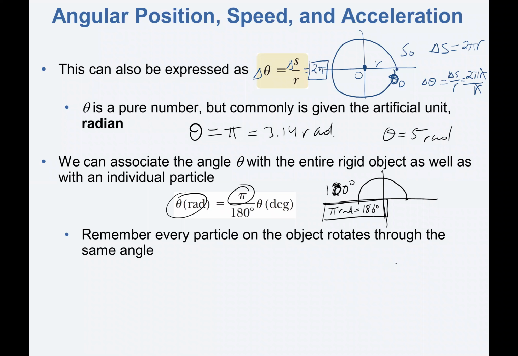Also, if you have a disk rotating with respect to its center, remember, this is a solid disk, a rigid object. When I say that one particle undergoes a 2 pi displacement, that means every particle in this disk undergoes a 2 pi displacement at exactly the same time. They all move together. They all move exactly the same displacement at the same exact time.